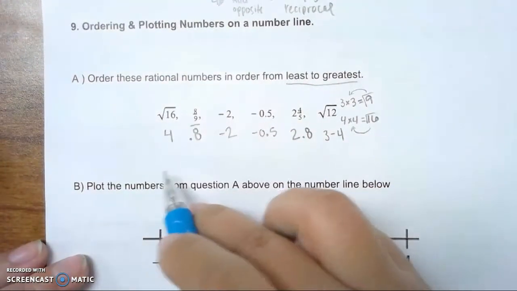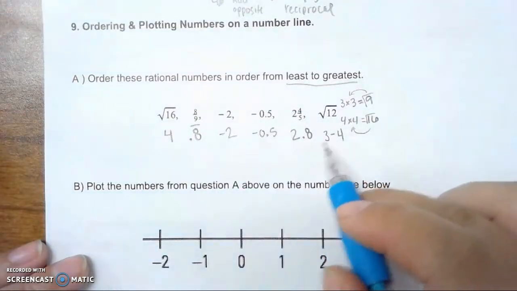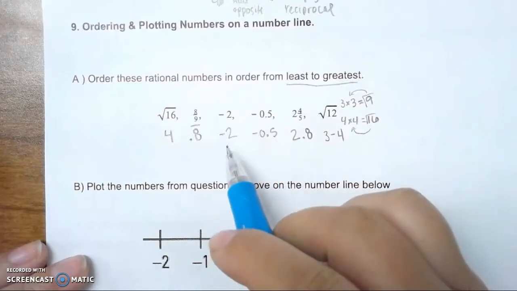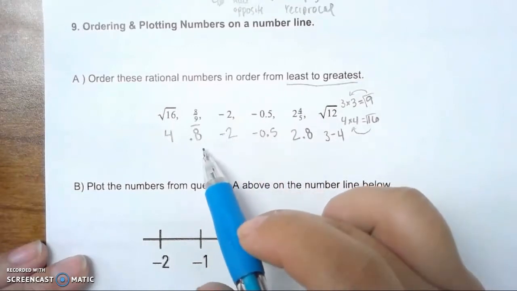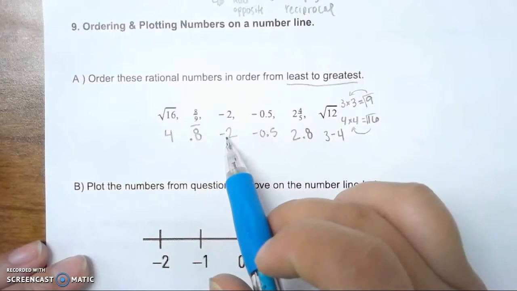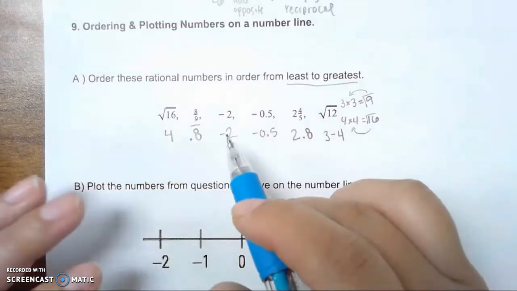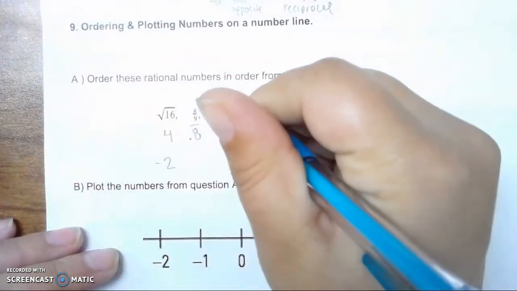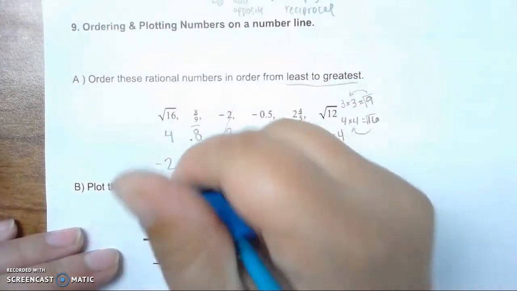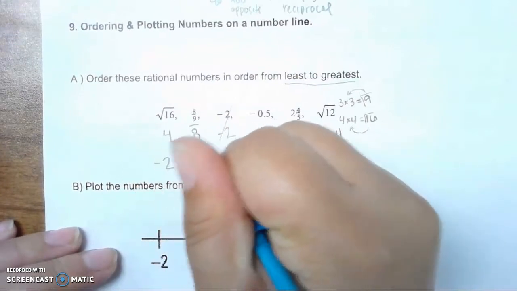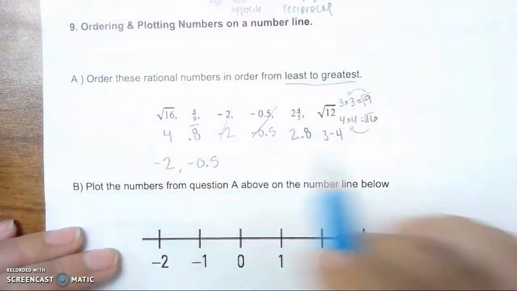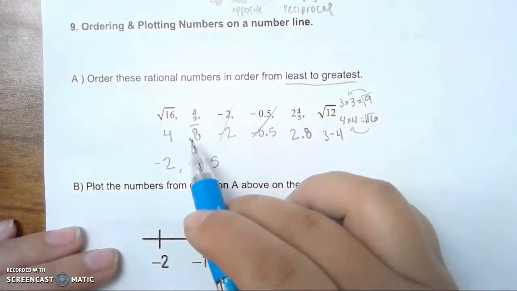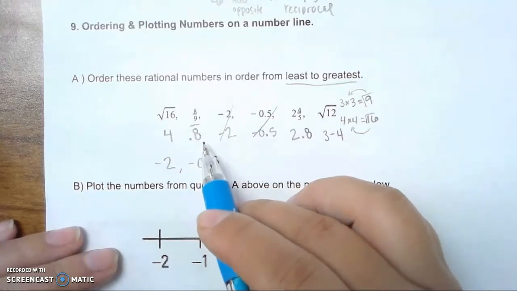Okay, so now I have these all alike. So now I can order from least to greatest. Always start with your negatives. Remember, the further away from 0, the smaller you are. So first, it would be negative 2. Then it would be negative 0.5. And now there's no more negatives. Now I look for the smallest number closest to 0, and that is 8 over 9, or 0.8 repeating.